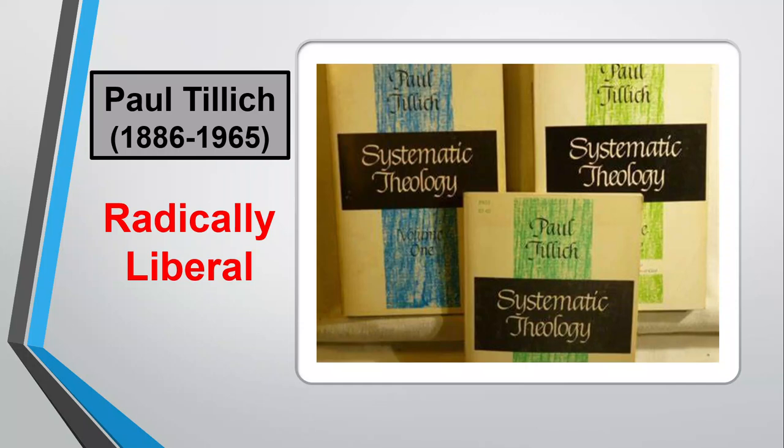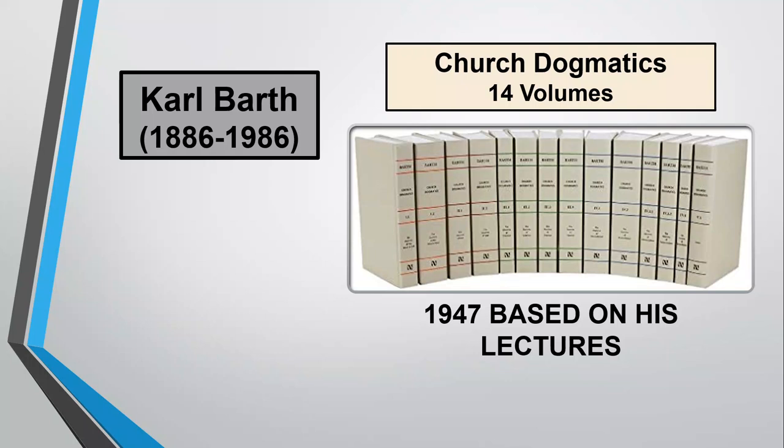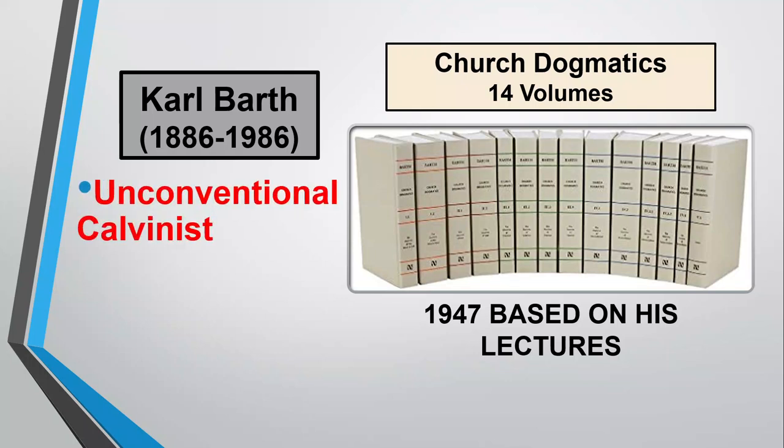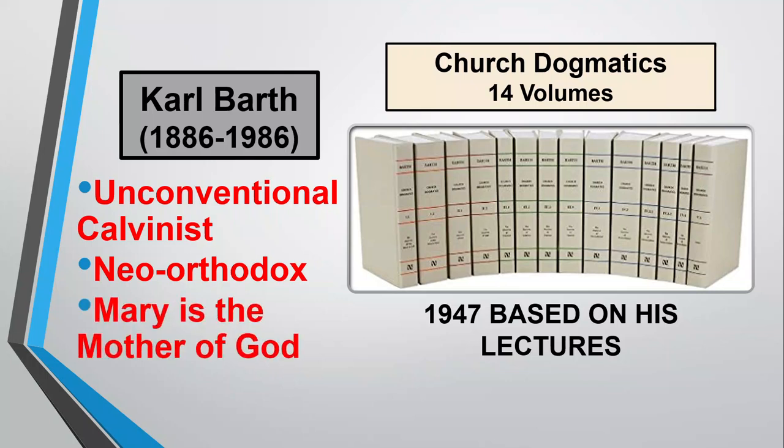Another one is the one written by Karl Barth, entitled Church Dogmatics, 14 volumes, written in 1947, which are based on his lectures. Barth was an unconventional Calvinist. In other words, he was a modified Calvinist, and more importantly, he was neo-orthodox, which held that the Word of God is not the Word of God until it becomes the Word of God to you, known as crisis theology, which should be blatantly rejected. And last of all, that Mary is the Mother of God.